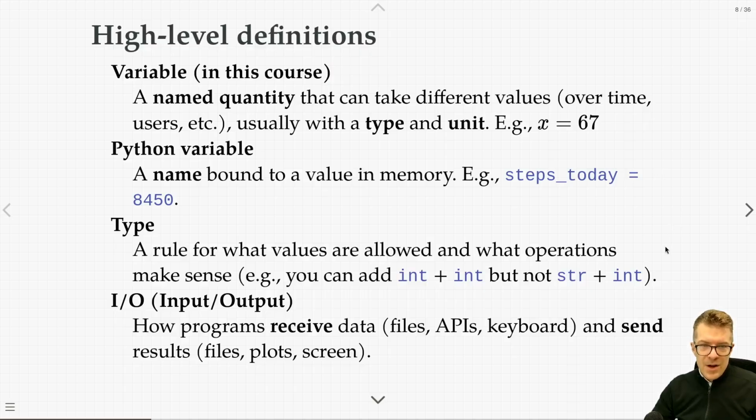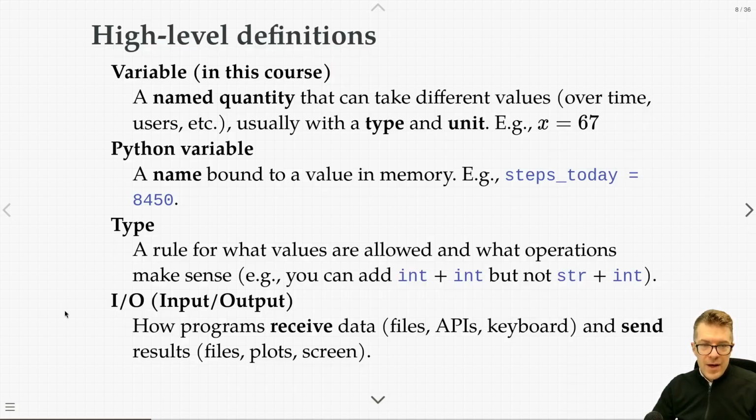Now, types are a way of defining rules for what values are allowed and what operations make sense on these variables. So for example, we can add two integers together. We can add 67 with 3, for example. But in theory, we're not supposed to be able to add a string and an integer together. What does it actually mean to add some text and a number together? Technically, you can do this in code, and we'll see some examples of this later. But in theory, this is something that we at least need special cases to handle.